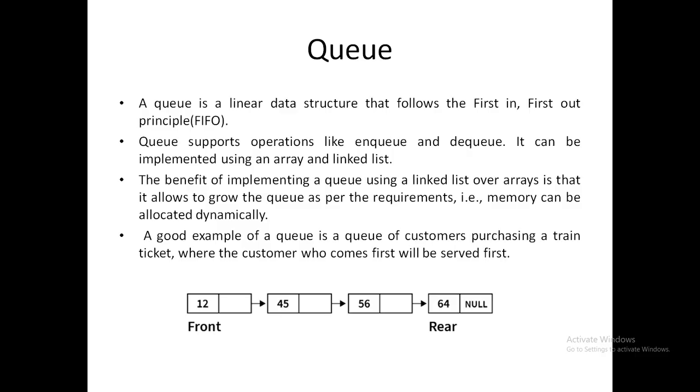So the queue elements are represented in terms of linked list. Linked list in the sense it has two elements: one is the node value and the next pointer. So here we are having two kinds of pointer: one is front and another one is rear. The front pointer is pointing to the starting element and the rear pointer is pointing to the last element.